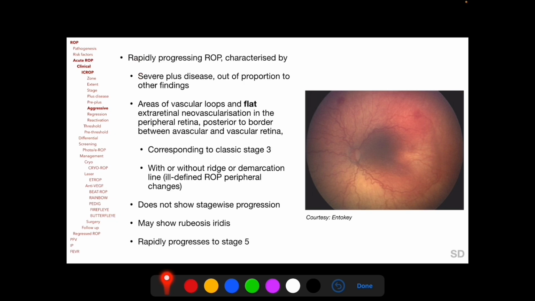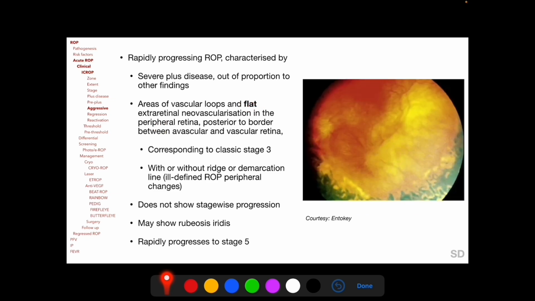Aggressive ROP is a rapidly progressing entity characterized by severe plus disease out of proportion to other ROP findings, areas of flat extraretinal neovascularization in the peripheral retina as seen here in this clinical photograph, and also in this clinical photograph posterior to the border between the avascular and vascular retina. Flat extraretinal neovascularization is characteristic of aggressive ROP and is important to remember, and it corresponds to the stage 3 of typical ROP, which is typically elevated from the retina.